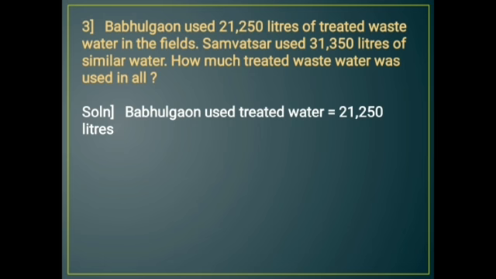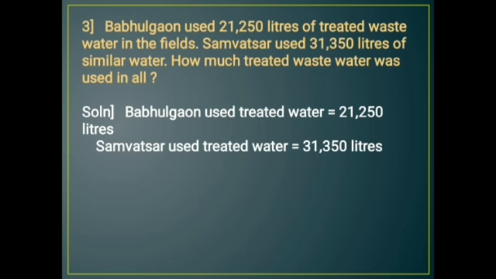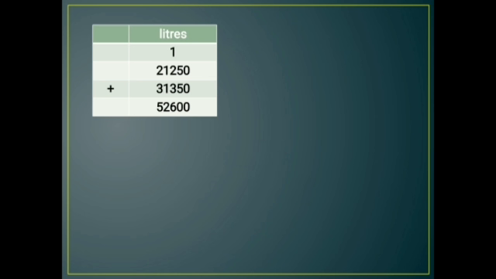So our solution: Babul Gaon used treated water 21,250 liters. Samvatsar used treated water 31,350 liters. So treated water used in all is 21,250 plus 31,350. So when we add, 0 plus 0 is 0, 5 plus 5 is 10. So 0 down, 1 carry. 1 plus 2 plus 3 is 6, 1 plus 1 is 2, 2 plus 3 is 5. So the treated water used in all is 52,600 liters.